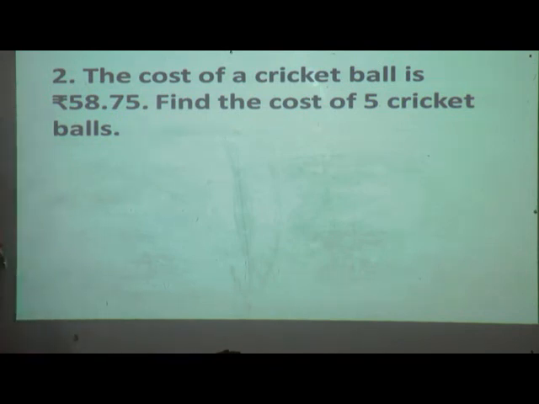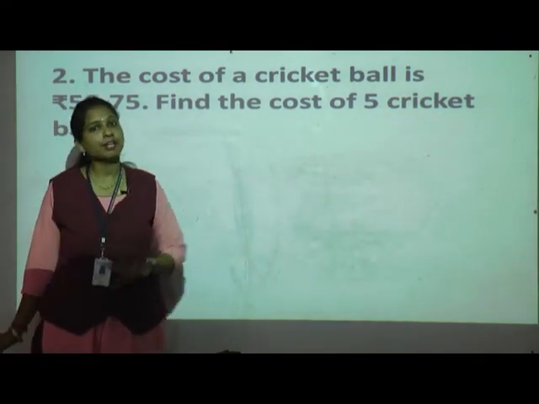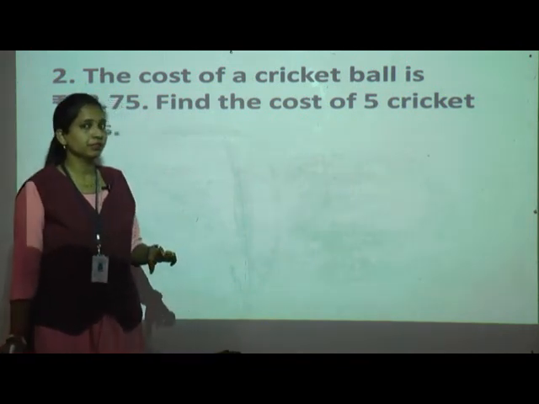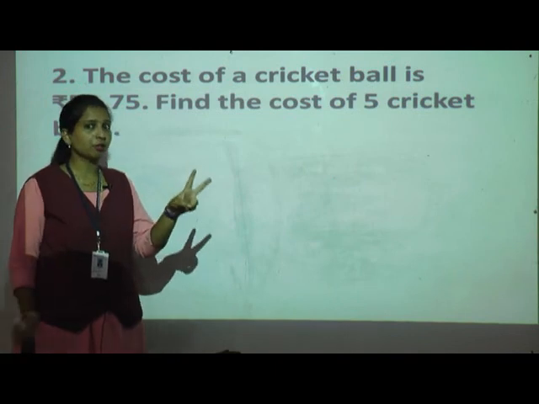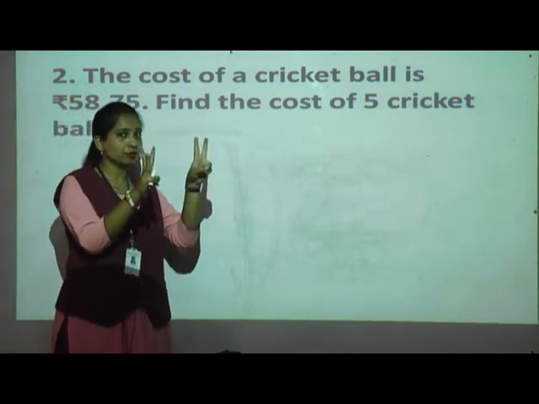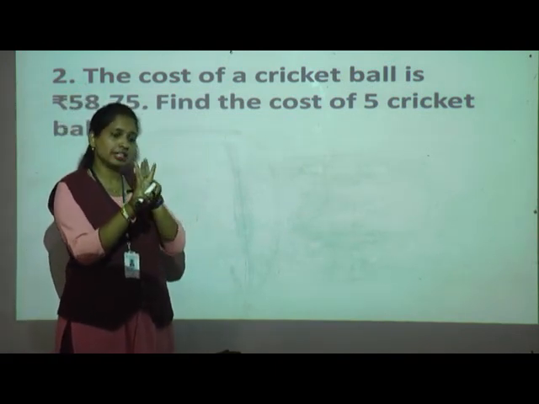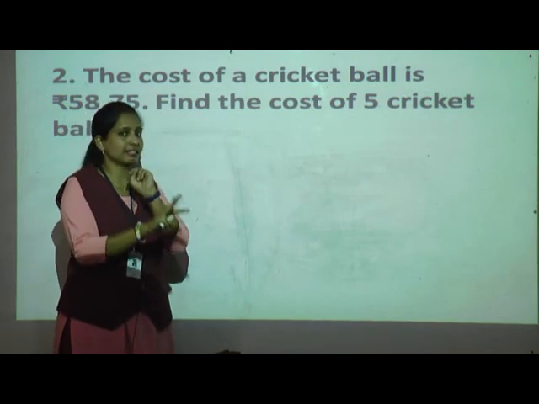Now tell me what you have to do here. Which operation do we have to do: addition, subtraction, multiplication or division? Yes students, tell me. See, the cost of one ball is given, and we have to find the cost of 5 balls. So what will you do? If the cost of one ball is 2 rupees and you want to buy 3 balls, you will add 2 three times: 2, 2, 2, 6. Isn't it?